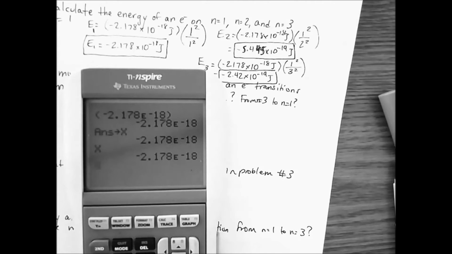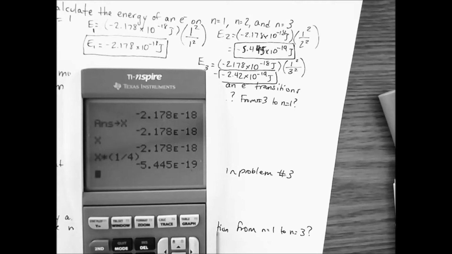So for the first one, E is just the number. E is just that constant. For the second ring, the E is going to be that number times 1 squared, which is 1, divided by 2 squared. 2 times 2 is 4. So here's what you should have gotten. Negative 5.445 times 10 to the negative 19th power.